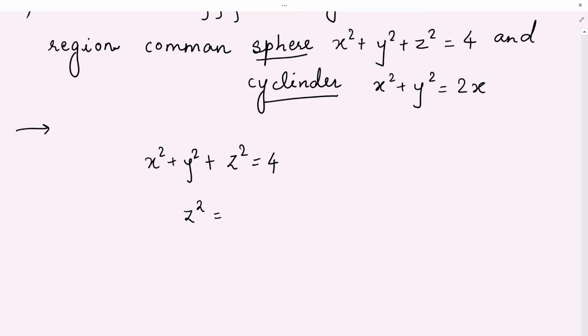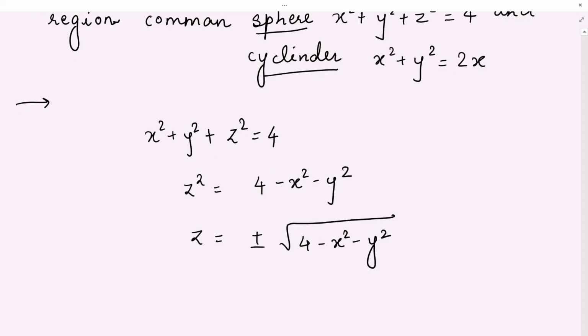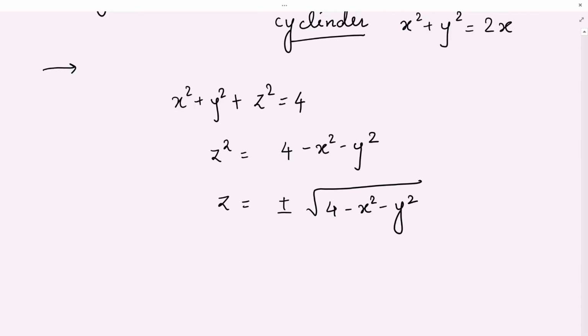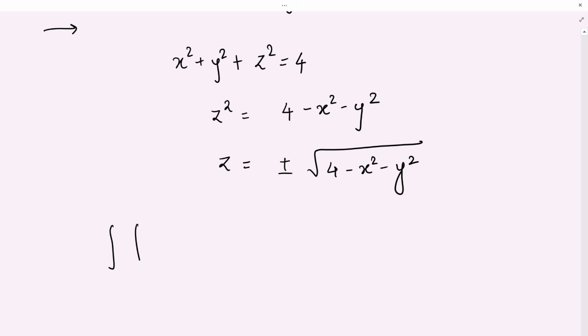It will be 4 minus x square minus y square, which is nothing but plus minus under root of 4 minus x square minus y square. So I've got both the limits of z. So now what I will do, this value of z, two limits, I will substitute in my original question, and then later on I'll convert into polar.